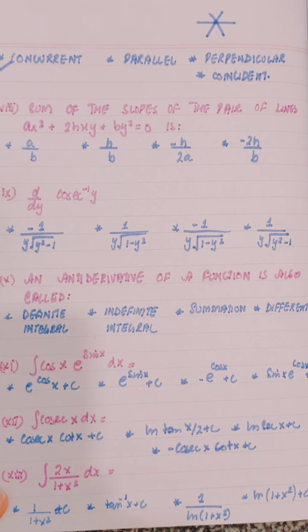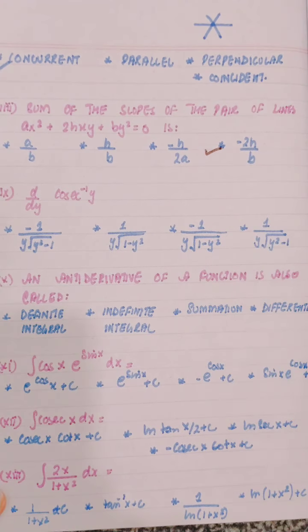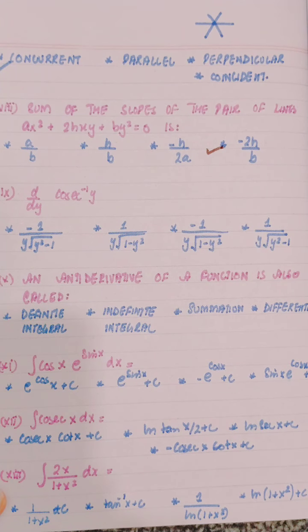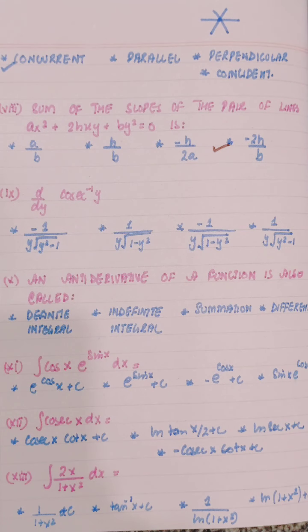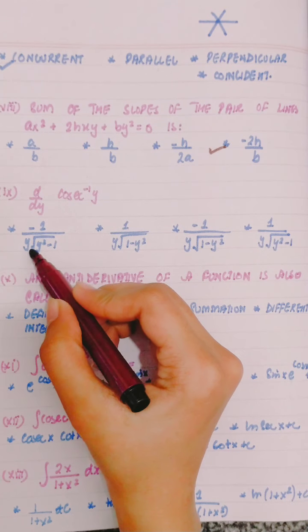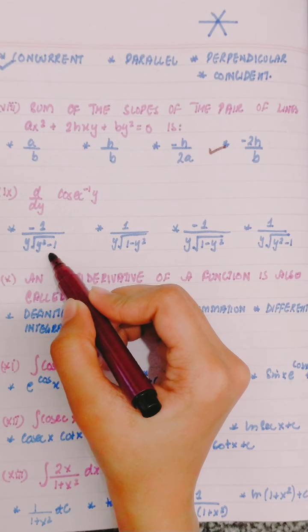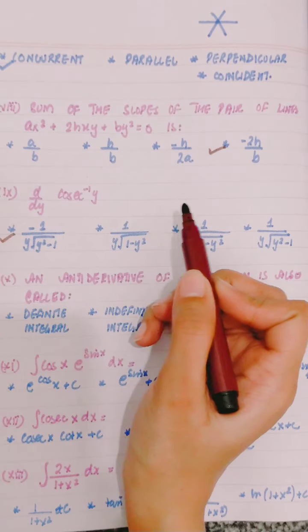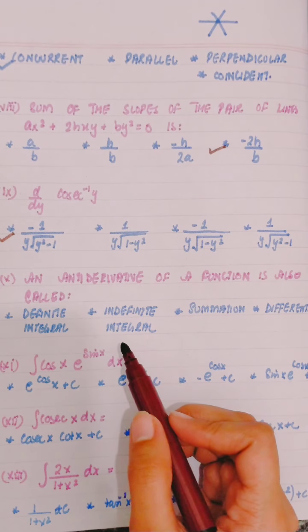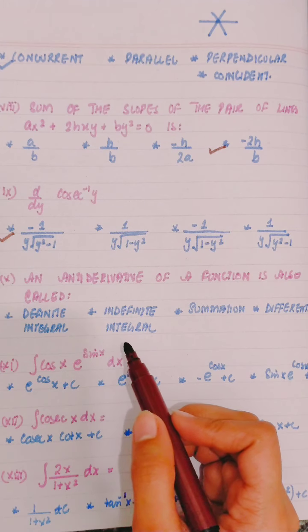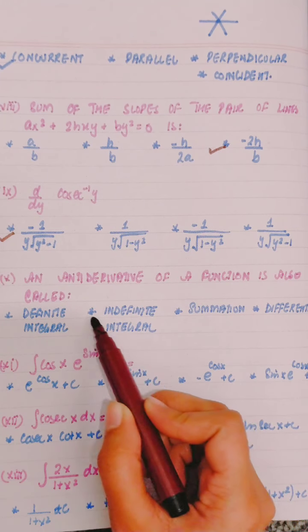so the correct answer is 2h over b. In part 9, the derivative of cosec inverse y, so the derivative of cosec inverse y is minus 1 divided by y into under root of y square minus 1. This is the formula. Now part 10 is an antiderivative of a function is also called indefinite integral.